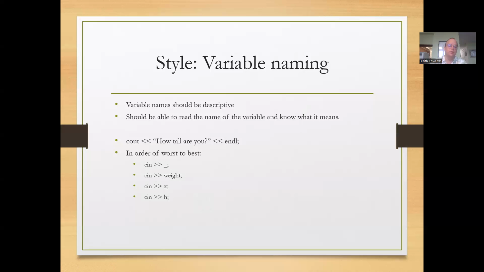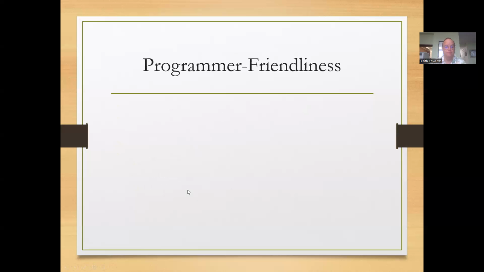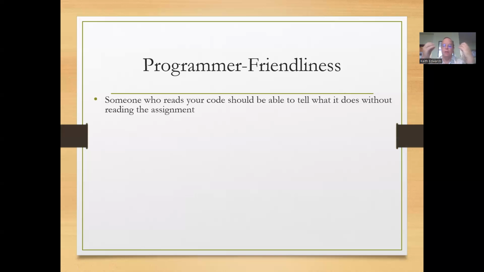H is the first letter of height, so that actually would be a little bit better than X. And then finally, height would be probably the best. User height, even better, because we're looking at how tall the user is versus how tall maybe an object in the game is. So someone who reads your code should be able to tell what it does without reading the assignment or a requirements document, if you're doing this for a more formal project than what you're doing in CS1 and CS2.